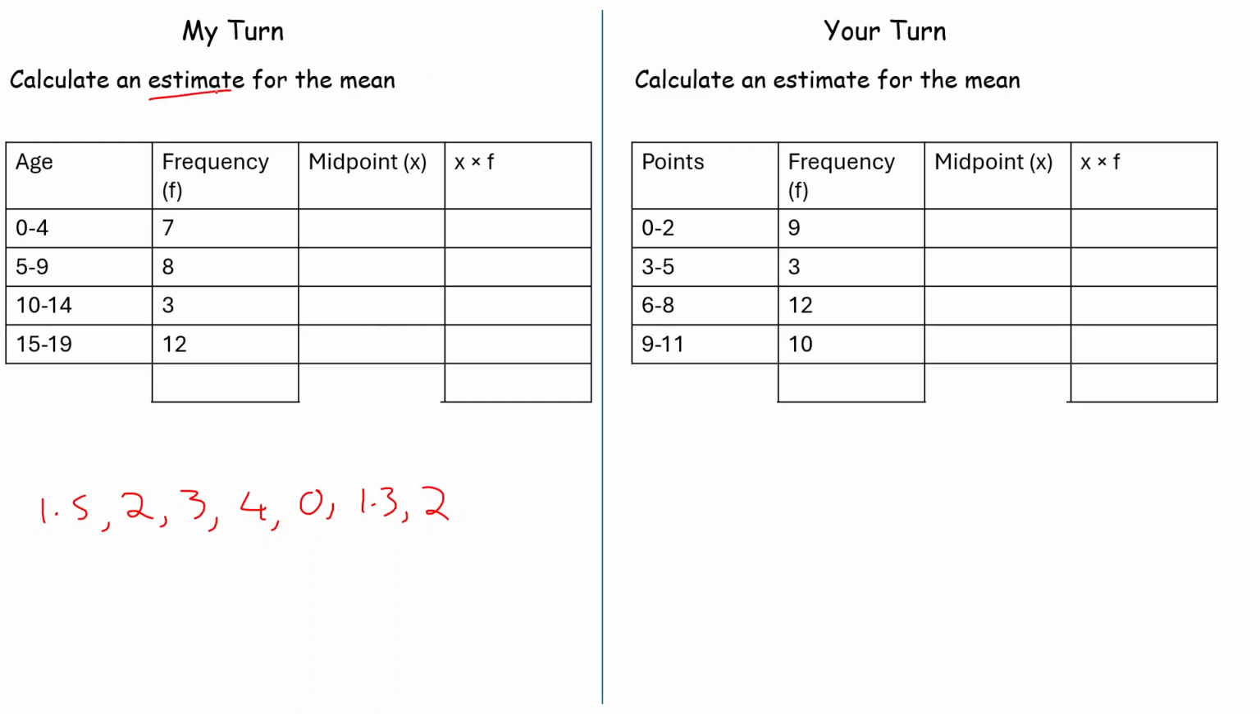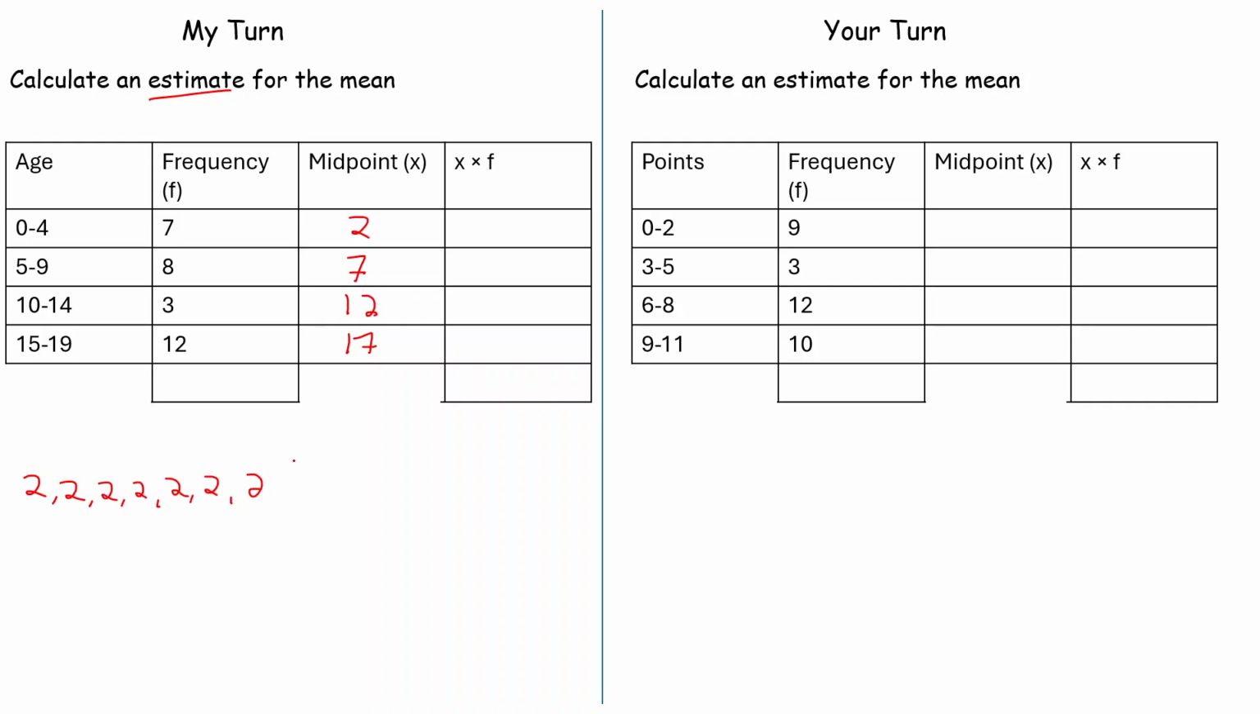Now it's going to be an estimate because when you do this, you've got to use the midpoint of your grouped data. For 0 to 4, it's the middle value. So what's halfway between 0 and 4? It's going to be 2. Halfway between 5 and 9, it's going to be 7. Halfway between 10 and 14, it's going to be 12. With 15 to 19, it's going to be 17. So you've had to say that because 2 is in the middle of 0 and 4, that seems like the sensible thing to do. So I'm saying that the age of 2 occurs 7 times.